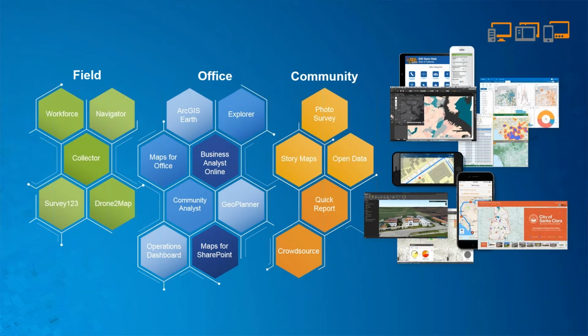So, as you can see on this slide, we organize the applications into 3 distinct categories: field, office, and community outreach. The field applications cover the full range of tasks that a mobile workforce would need. It includes the ability to track work, navigate to locations, for example, from one well pad to another, and also to capture authoritative content right at the source.